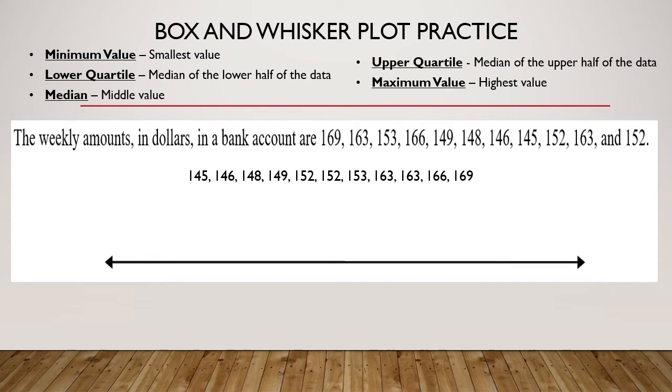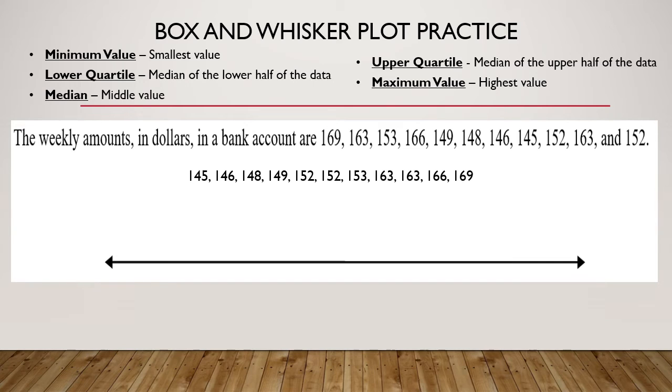Here's another example. I have my vocabulary terms on the top just in case you forget as we start to go through some of these. This does take a little bit of time, but the more you do, the faster you become at these. It says the weekly amounts in dollars in a bank account are 169, 163, 153, 166, 149, 148, 146, 145, 152, 153, and I'm sorry, 163 and 152.